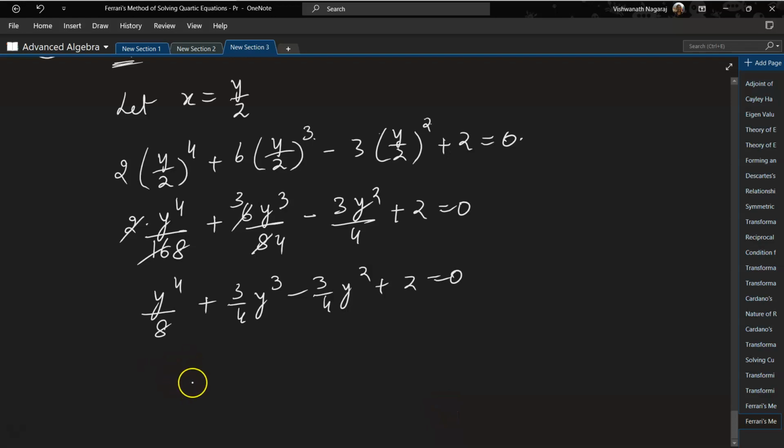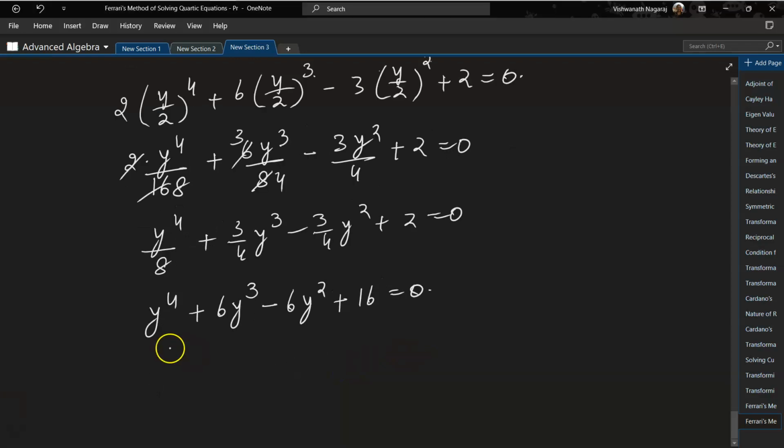Let's take the LCM and add them up. And that denominator 8 will disappear once we take it to the other side. So we'll be left with y⁴ + 6y³ − 6y² + 16 = 0. Now let's do the perfect square. So y² plus 2y² and the box plus whatever you put here will come here.